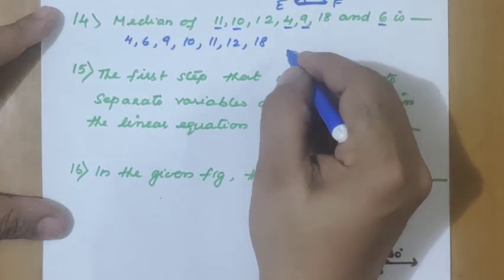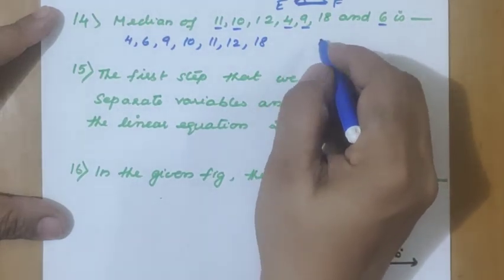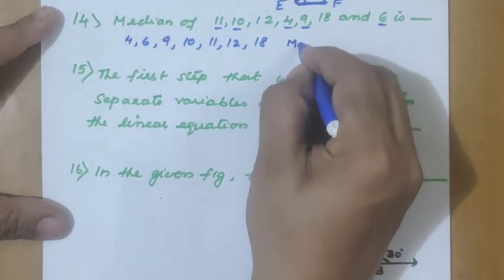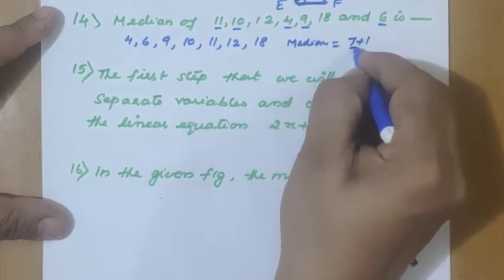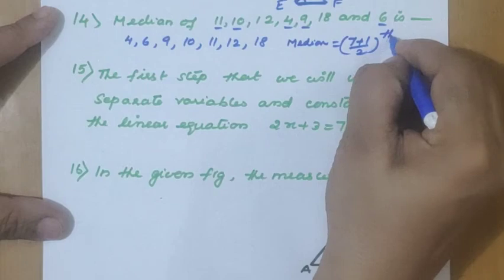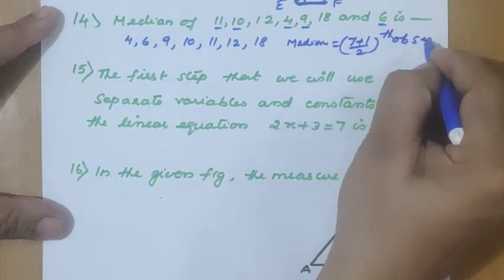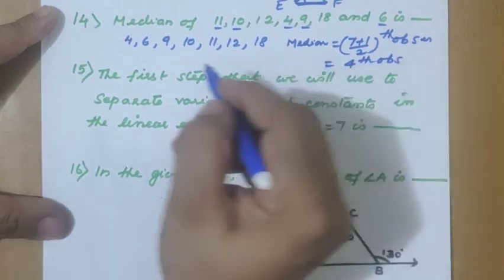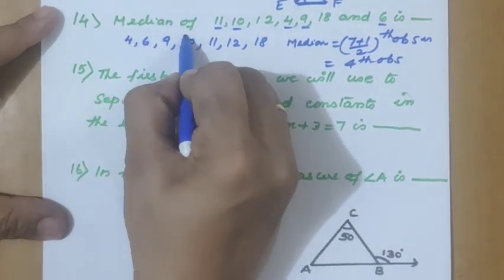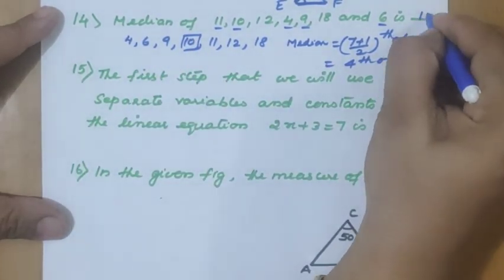Now how many numbers are there? 7 is the count. 7 is an odd number. So median equal to 7 plus 1 divided by 2th observation. That means 4th observation. Now which is the 4th observation? 1, 2, 3, 4. 10 is the value. So the answer is 10.